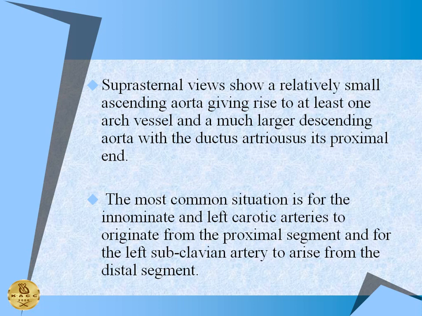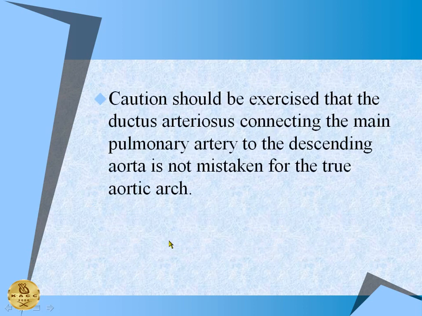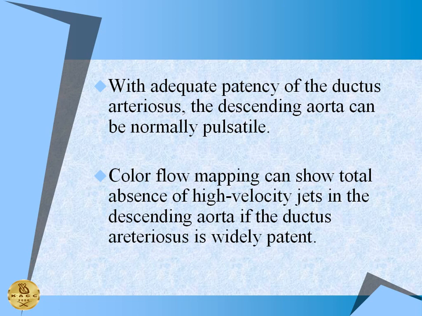Suprasternal views show a relatively small ascending aorta in interruption. The most common situation is for the innominate and left carotid arteries to originate first, and then you get your segment. Caution should be exercised that the ductus arteriosus connecting the main pulmonary artery not be mistaken for the arch, because usually in these patients it's quite a large ductus. And the differentiating point is that it does not give any branches. And that's how you say this is not an arch.